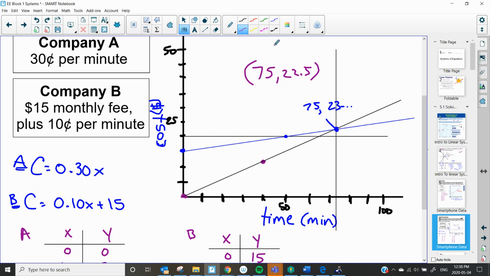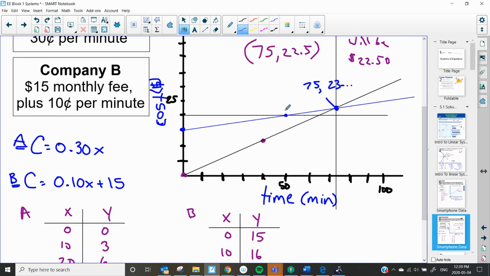So at 75 minutes of talk time, the cost for both will be $22.50. So if you're someone who talks more than 75 minutes in a month, then you might want to consider the blue plan, because while you pay an upfront fee, in the end, that plan will cost you less than the 30 cents a minute. And so it's really important as a consumer that you know how to figure out some of this information, because it may benefit you to do some of this calculation when you're trying to choose plans.